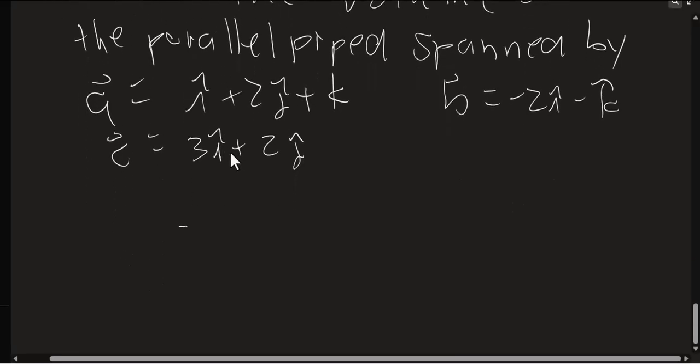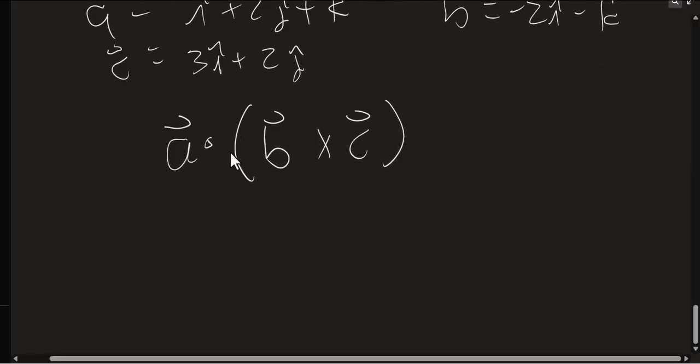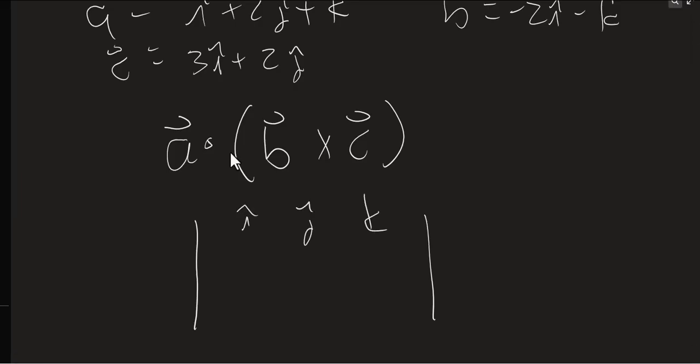So the volume is A dot B cross C. So you do B cross C first. So B cross C, i, j, k. B is going to be negative 2. There's no j, so put in a 0. Minus 1 for k. For C, it's 3, 2. There's no k, so put in a 0. So I'm going to do this quickly because I have to get to physical therapy, but you can come back and check this. And I very well might make a mistake, but let's see.